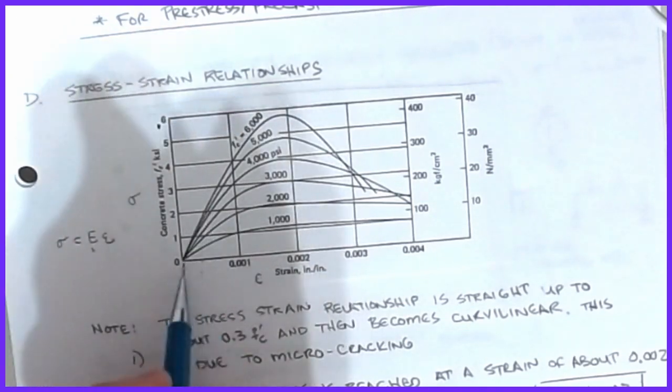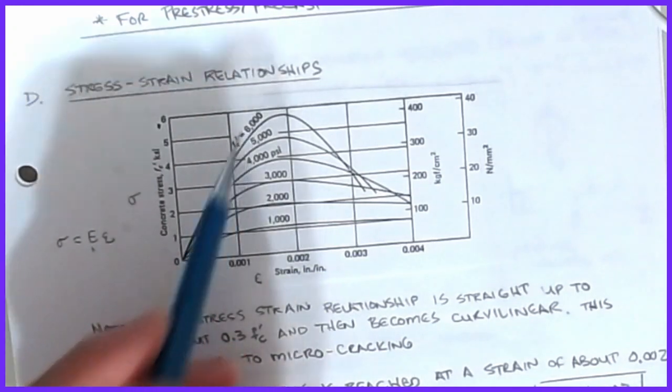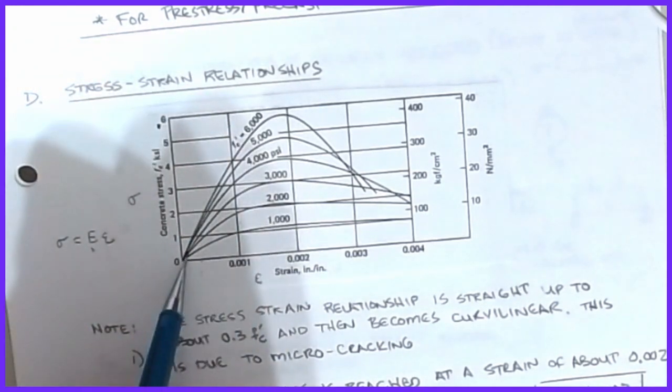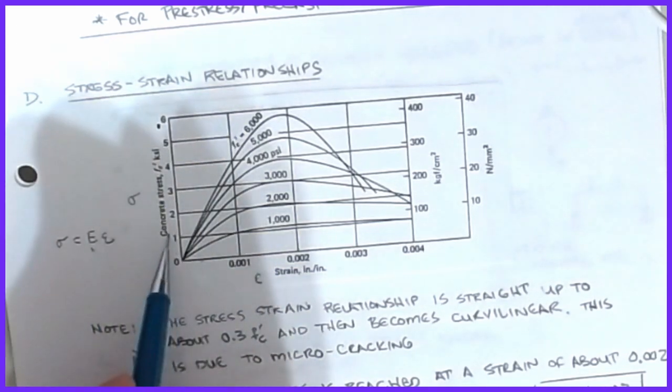Well, it turns out that for steel, E was taken as 29,000 KSI. Concrete, if you look, I've got a bunch of different curves for different F'C values. I've got an F'C of 6,000 as the top line, and I've got an F'C of 1,000. You can see that E changes drastically as a function of F'C.